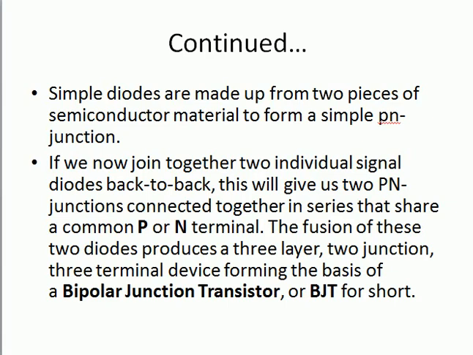Simple diodes are made up of two pieces of semiconductor material. As I told earlier, you simply have a substrate of a semiconductor material. One side is doped with p-type impurity and the other side is doped with n-type impurity. So basically our diode is made up of two pieces of semiconductor material, and when we have these two types, there is the formation of a p-n junction.